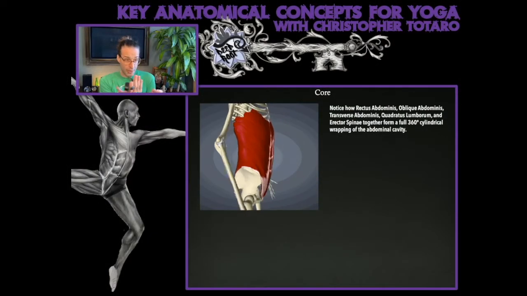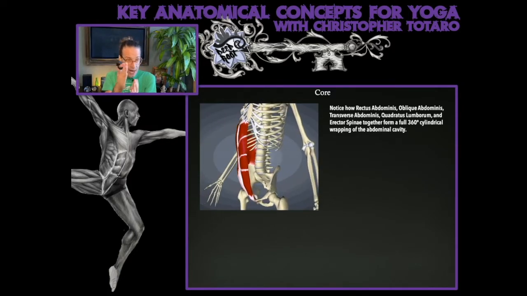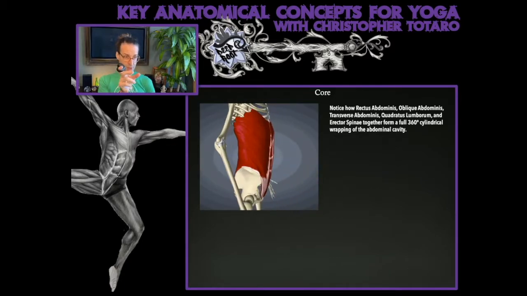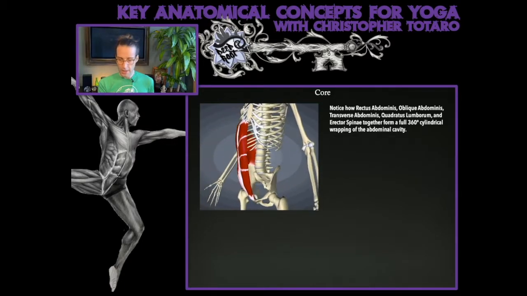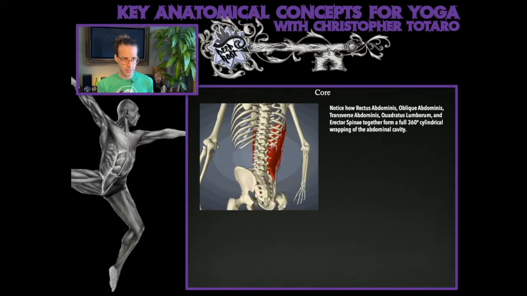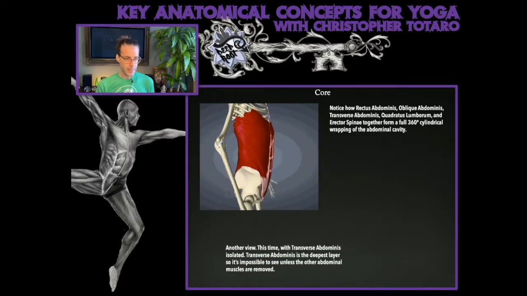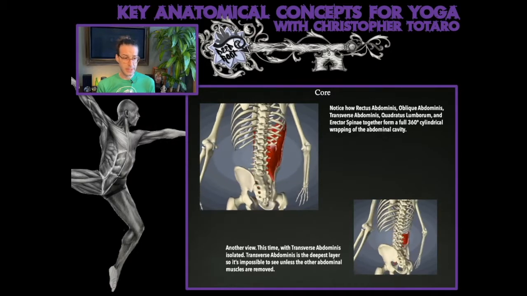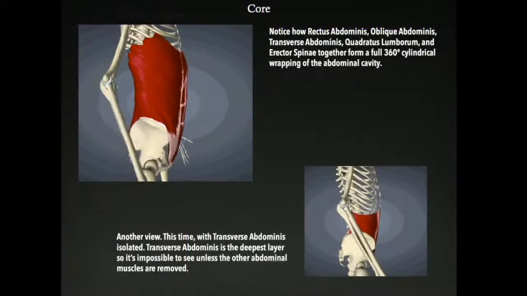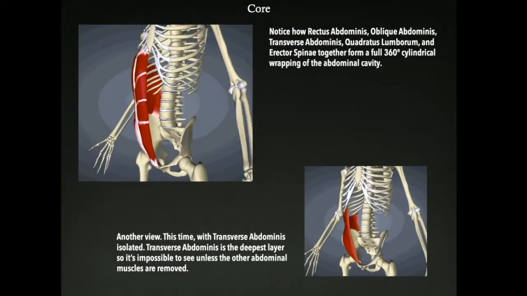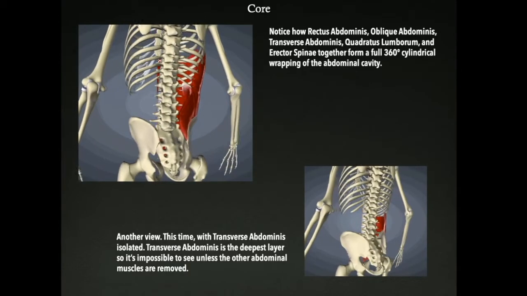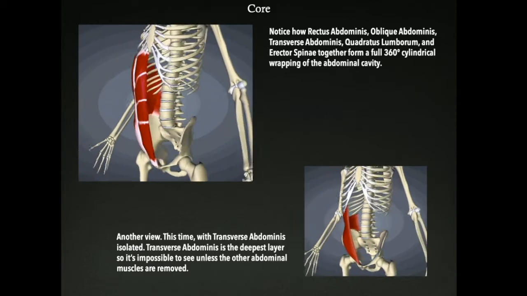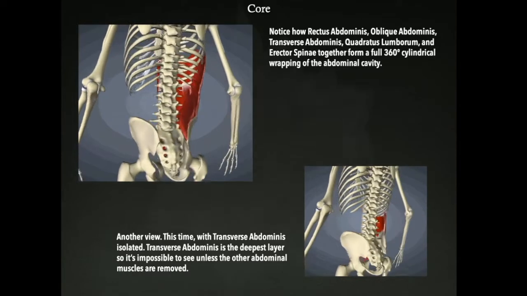So appreciate now how the core muscles really do wrap entirely around. And again, you're missing a couple of inches right there at the spinous processes, but hopefully on this next one, you'll be able to see another view, this time with transverse abdominis isolated. Transverse abdominis is the deepest layer, so it's impossible to see unless the other abdominal muscles are removed. So just picture that. You're basically covering all fiber directions. You're basically covering the entire surface of that cylindrical column.